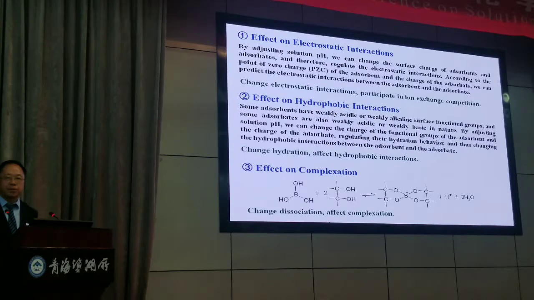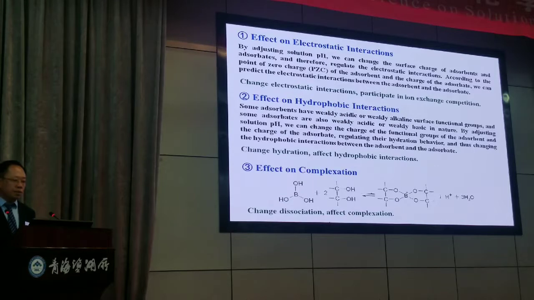Effect of solution pH on hydrophobic interaction. Some adsorbents have weakly acidic or weakly alkaline surface functional groups. And some adsorbates are also weakly acidic or weakly basic in nature. By adjusting solution pH, we can change the charge of the functional groups of the adsorbent and the charge of the adsorbate, regulating their hydration behavior, and thus changing the hydrophobic interaction between the adsorbent and the adsorbate.